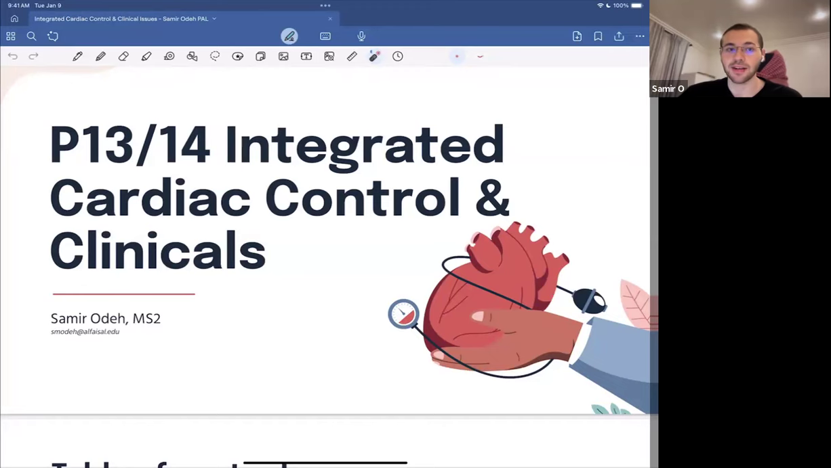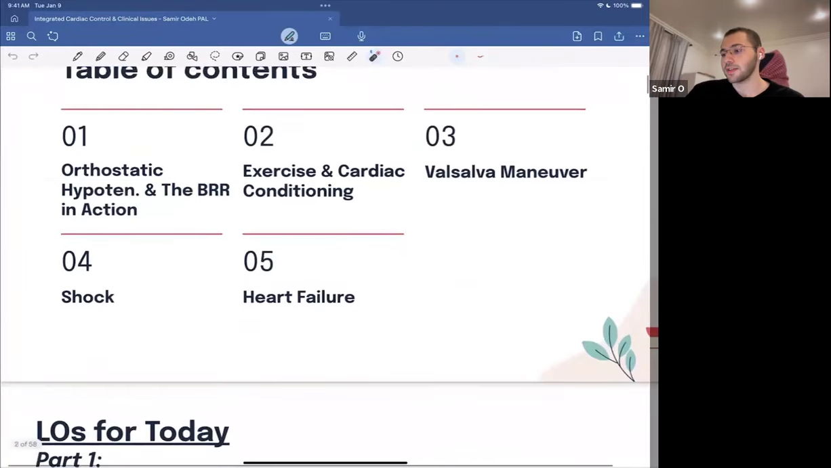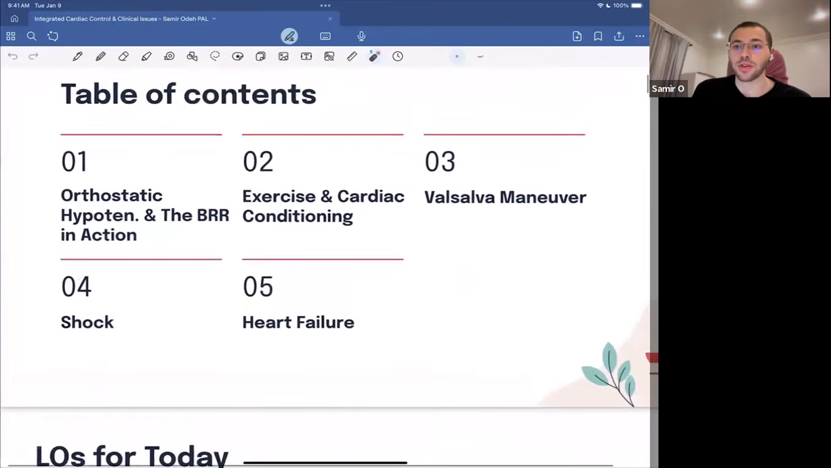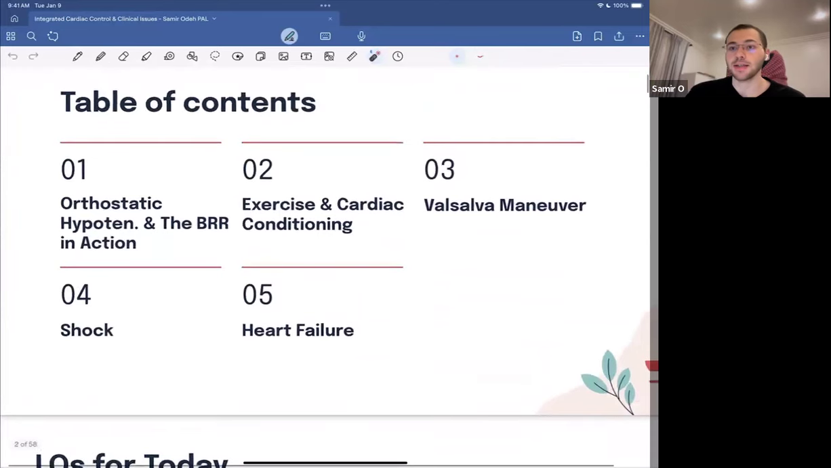And today, inshallah, we'll be talking about integrated cardiac control and some clinical applications of the cardiac integration system of the human body. So let's get started. First, I'd like to discuss orthostatic hypertension and some extension of the baroreceptor reflex. Then, inshallah, we'll be discussing the role of exercise and cardiac conditioning on the heart.